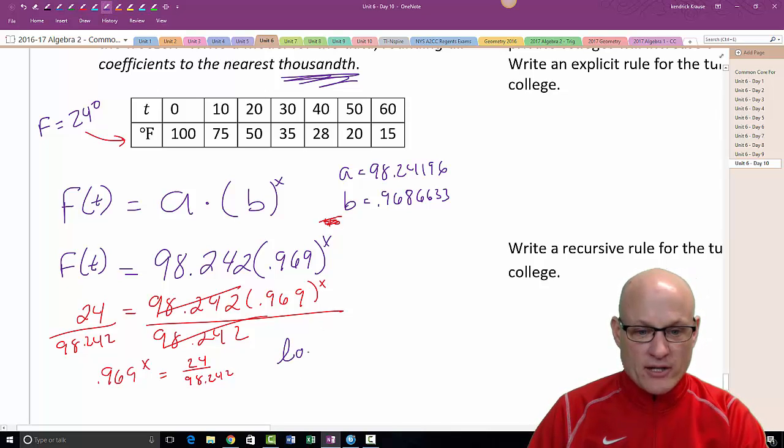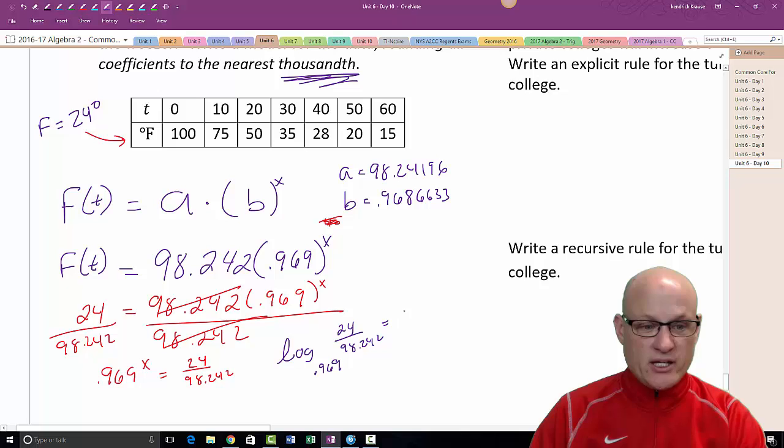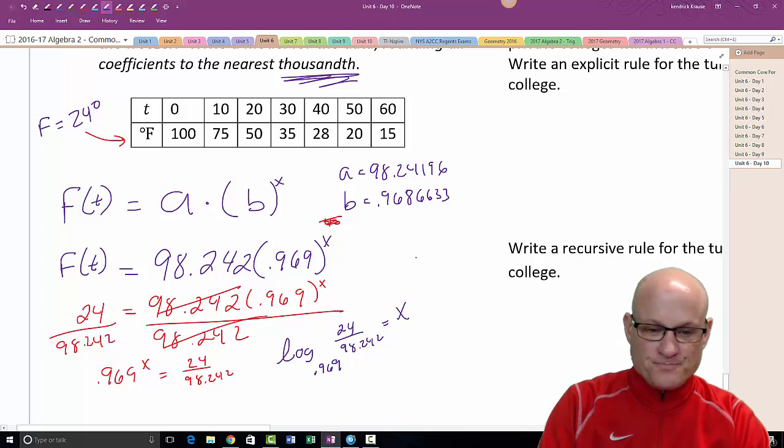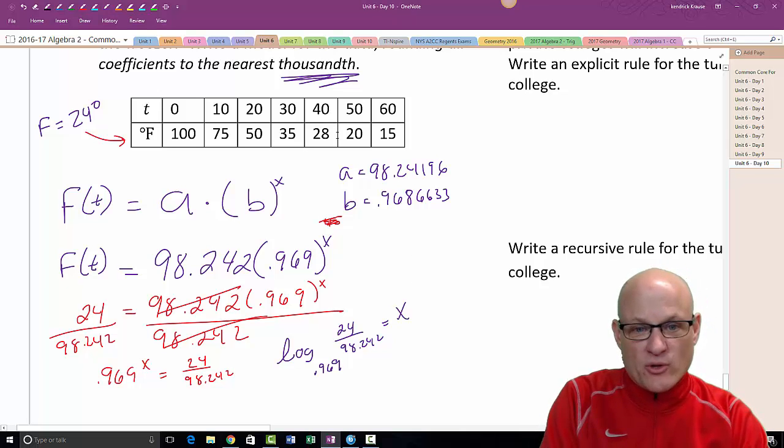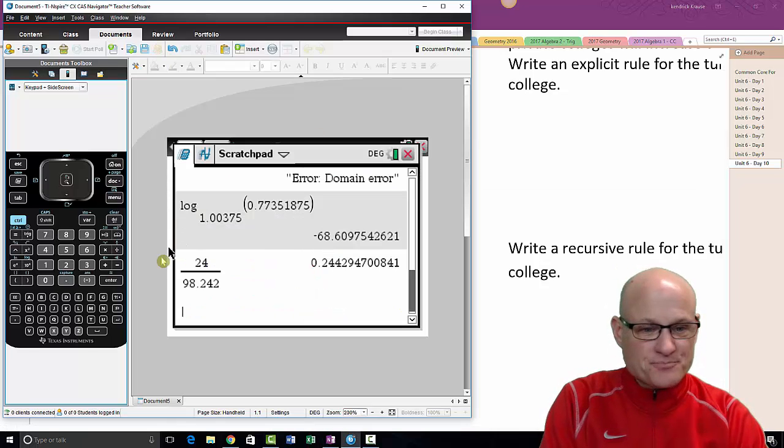So now it's all about that base. Log, because I have an exponential, base 0.969 of 24 over 98.242 equals x. So hopefully it turns out that 24 is right about here, so it should turn out to be around 45 minutes.